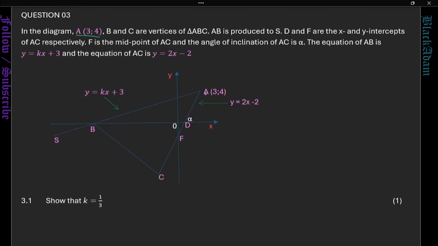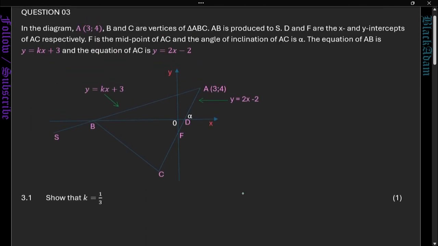We're doing question 3 of paper 2, and those are the positions given, point A, and then we're required to find k if k is 1 over 3. So that means we write the equation there. The equation is y = kx + 3, and then we need to find the value of k.